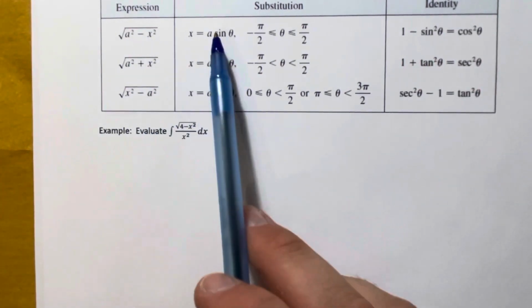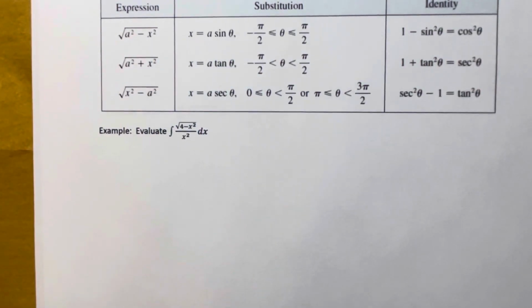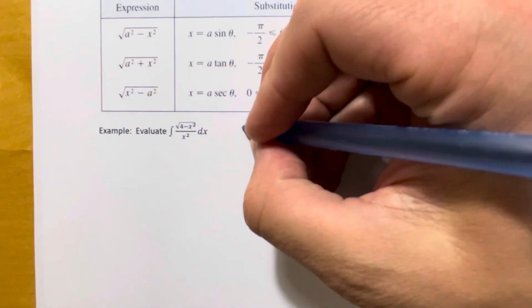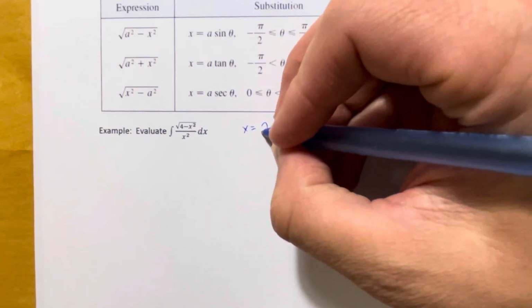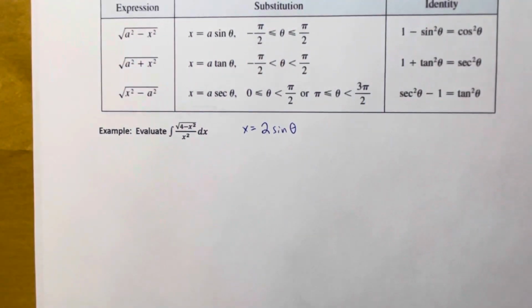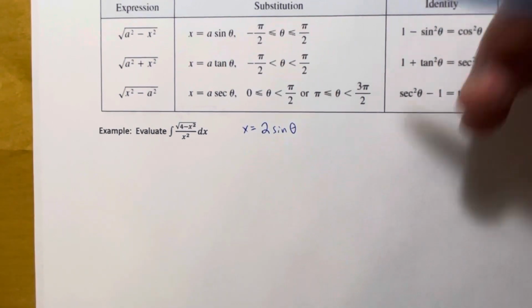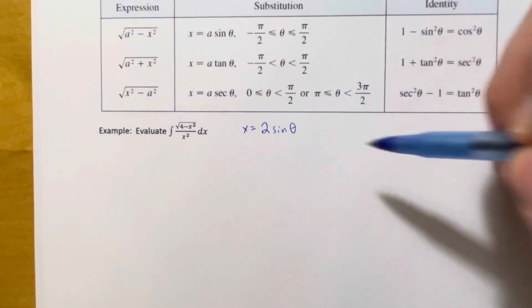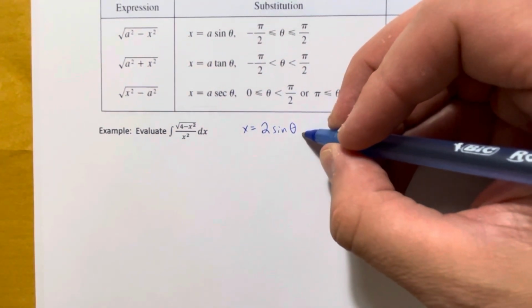So if that's the case, then this is the substitution that I'm going to make. We're going to set x equal to 2 sine of theta. Again, a is 2 in this case. I'm not going to write out the restriction. Remember, that's just an assumption that's going on in the back of our minds regarding this theta.